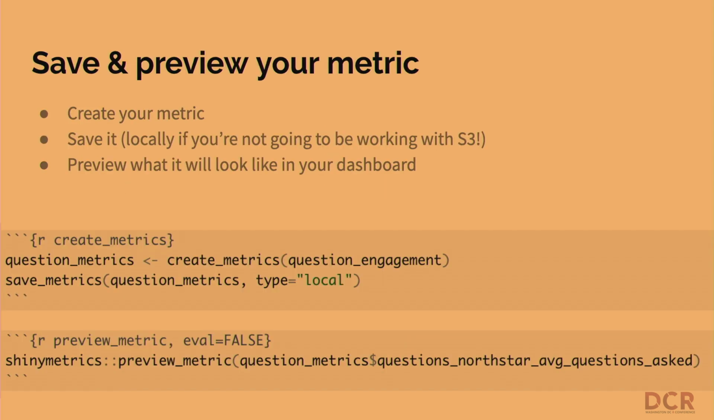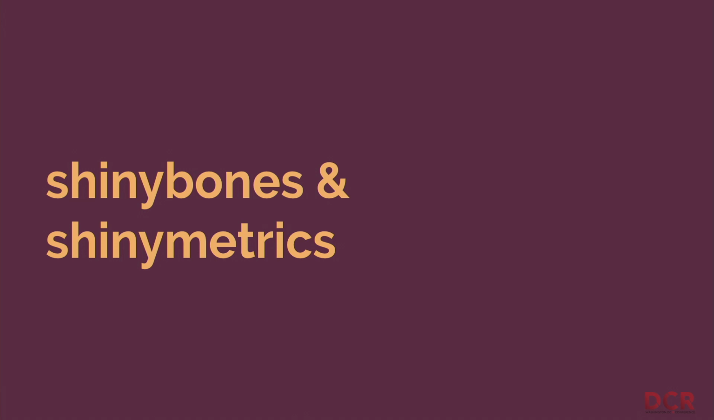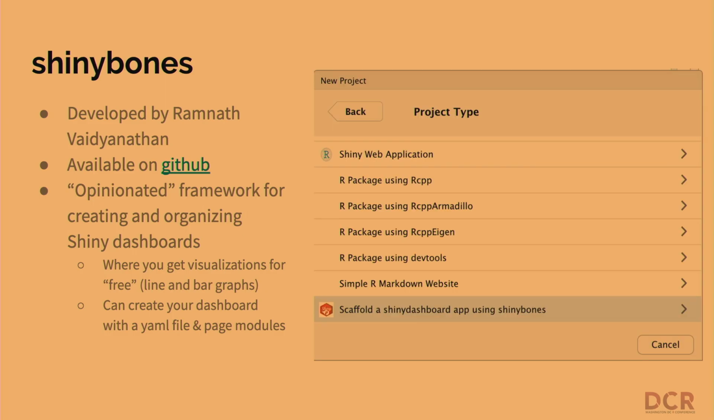You can save your metric. You're going to want to do create metrics, save metrics with type equals local. This was a fun thing I was doing. The default is to pull data from S3, so you're going to want to set type equals local. You can also preview your metric, but let's get to the fun stuff. I'm going to rush through so that we can get to shinybones. You'll also need shinymetrics, but shinybones is an opinionated framework for creating and organizing shiny dashboards. And you get visualizations for free.